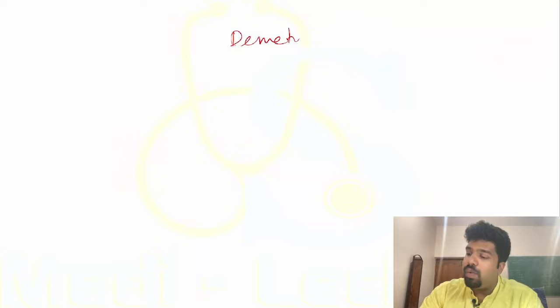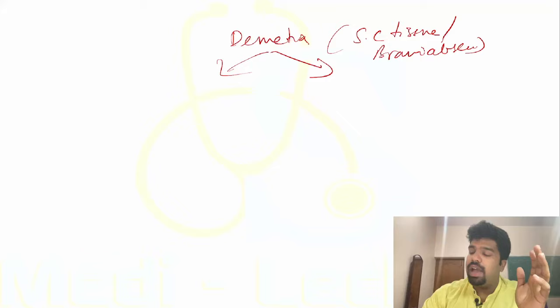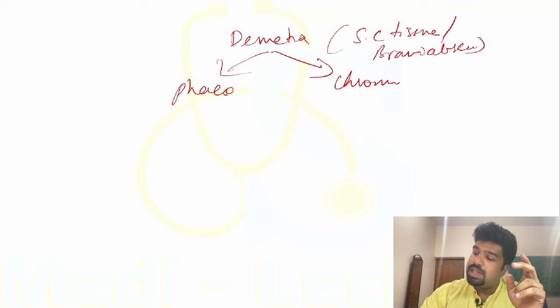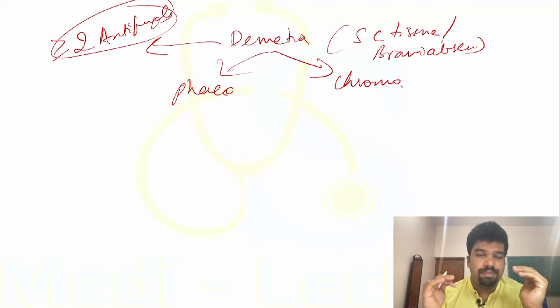Why is it important for us to know that? Because usually it causes subcutaneous tissue infection, or it can cause a brain abscess. And hence, these dematiaceous fungi cause two types of disease, which are phaeohyphomycosis and chromoblastomycosis. And dematiaceous fungi require more than two antifungals to be given. It usually requires multiple antifungals for the effect to be significant. Okay, these are dematiaceous fungi.